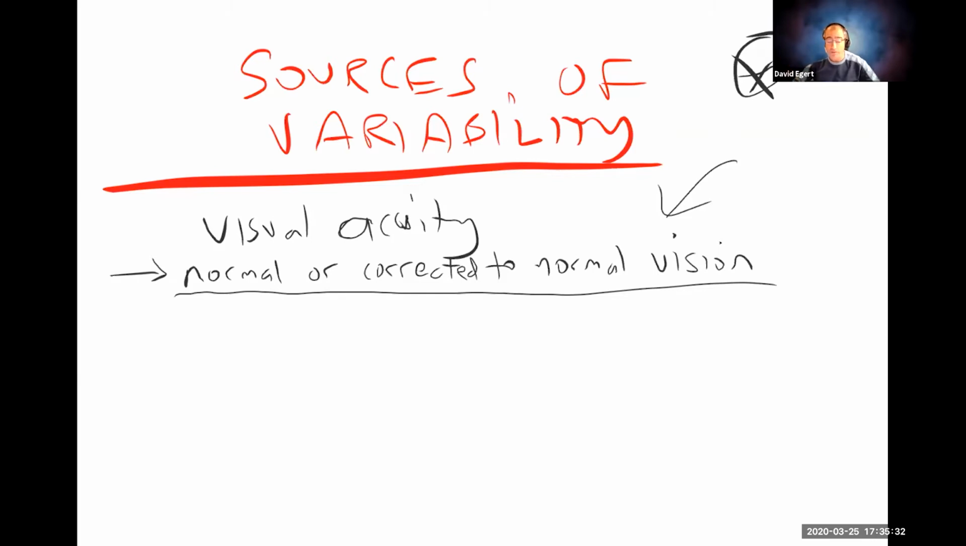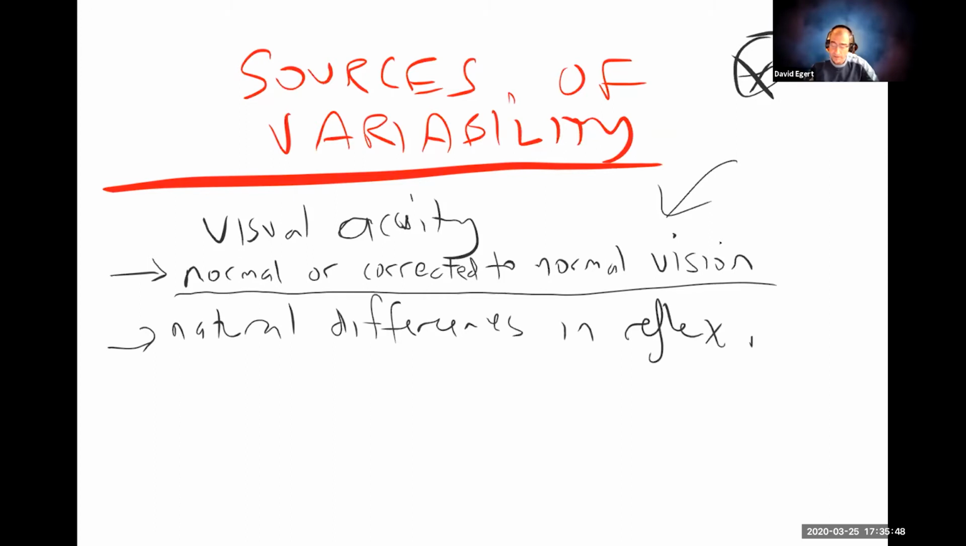So how about another? What's another source of variability? Someone's hand-eye coordination or just natural reflexes. Yeah, natural differences in reflex speed. So how can we deal with that?